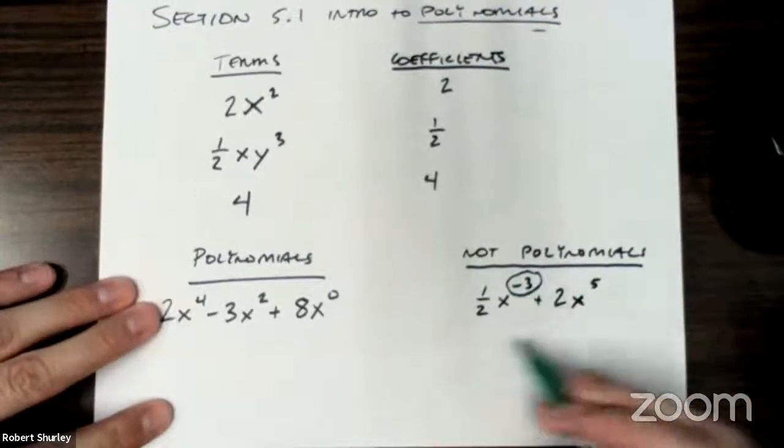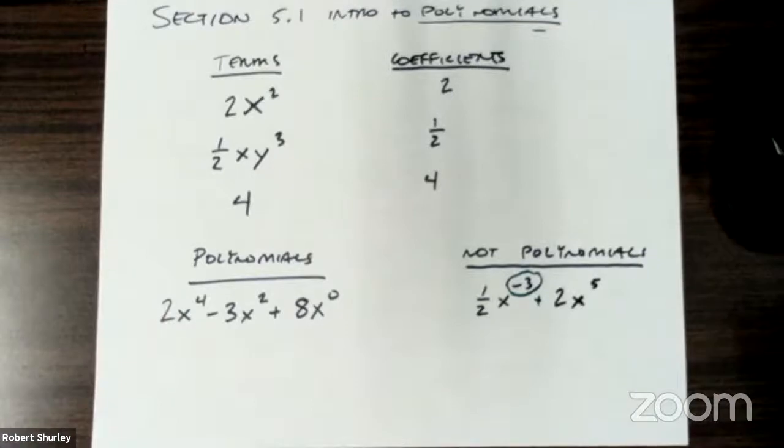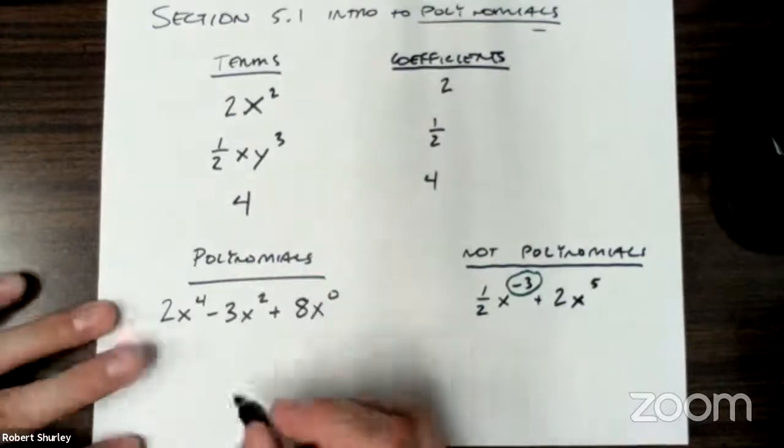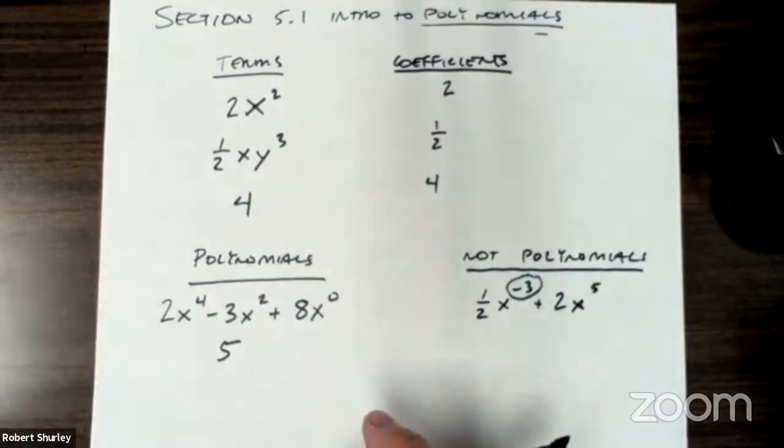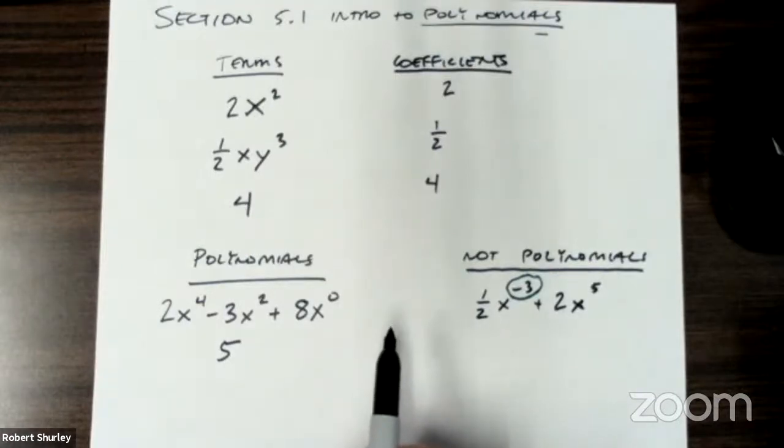Okay, that's the reason this is not a polynomial, because it's raised to the negative power. Okay, we can't have negative powers. Okay, so let's look at another one. Like the constant 5. That would be considered a polynomial. I know it's not addition or subtraction. You don't have to have addition or subtraction, but it's still considered a polynomial.